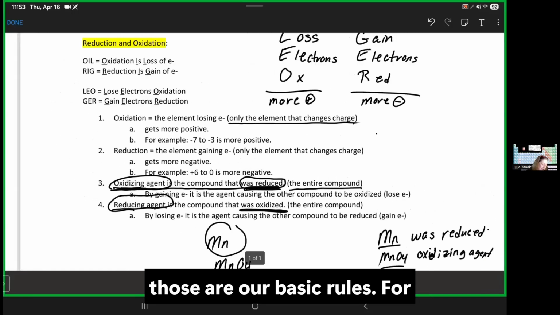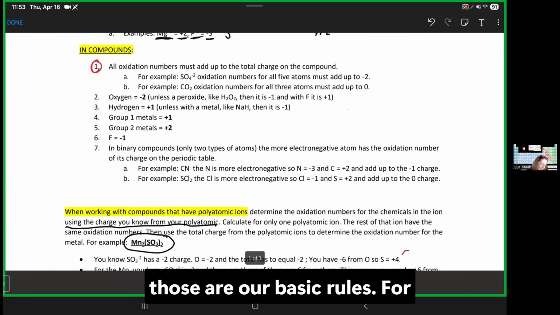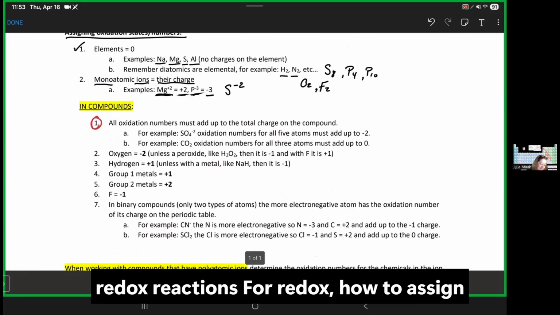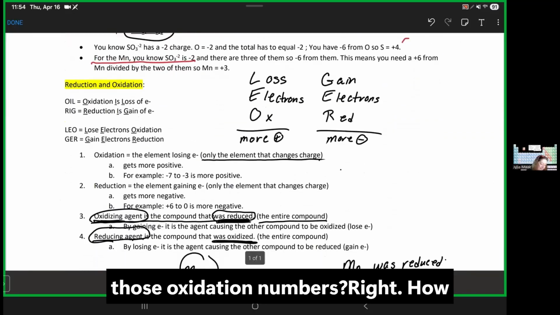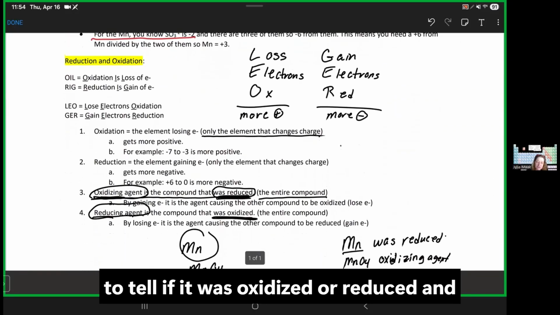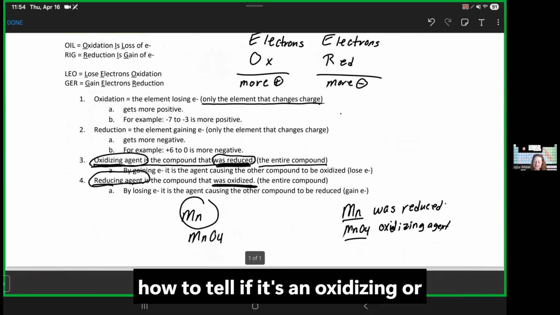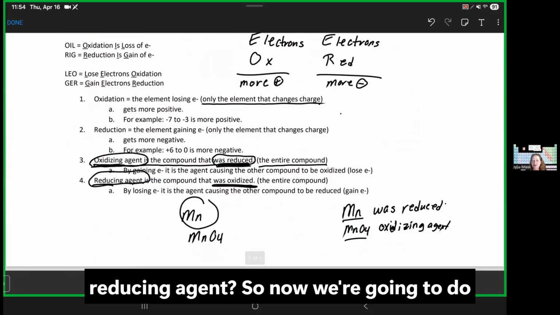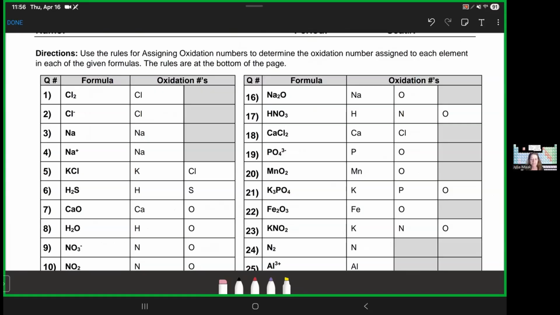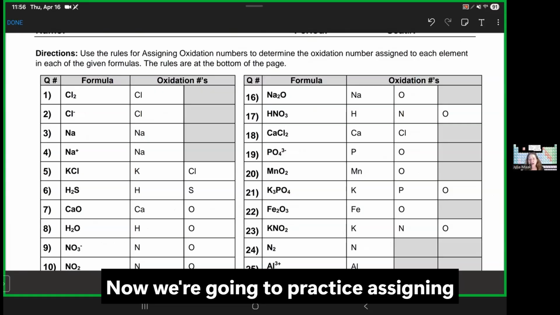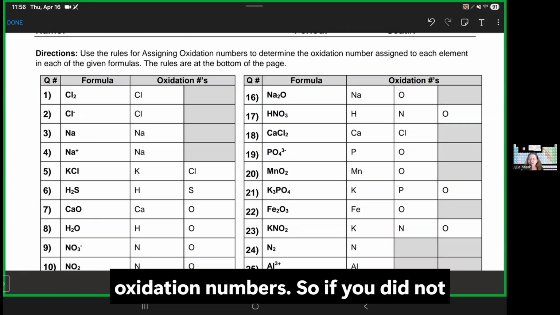Okay. So those are our basic rules for redox reactions, for redox, how to assign those oxidation numbers, right? How to tell if it was oxidized or reduced, and how to tell if it's an oxidizing or reducing agent. So now we're going to do some practice with those. Now we're going to practice assigning oxidation numbers.